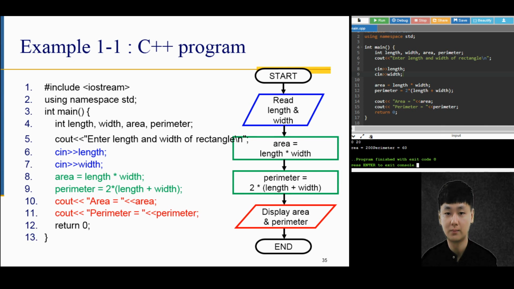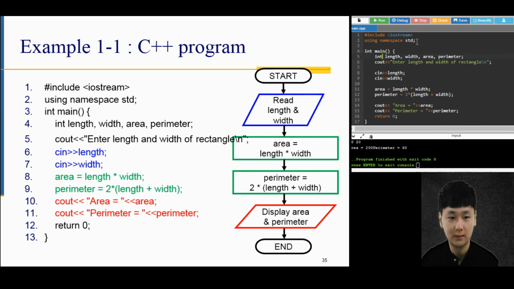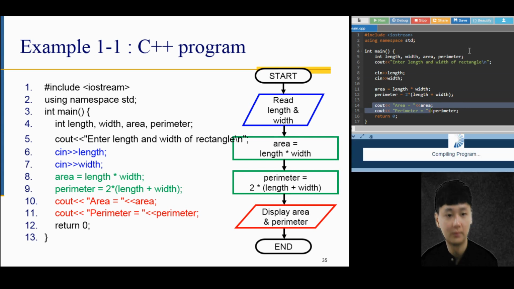Look at the top right corner for the online compiler. We have a directive. Then we ask the user to key in the length and the width of the rectangle. Then the user keys in the values, the program processes, and finally displays. So let's run the program.